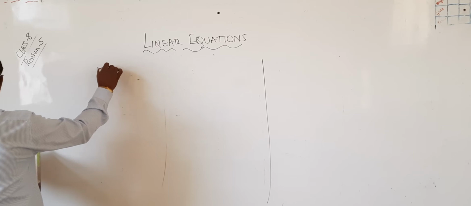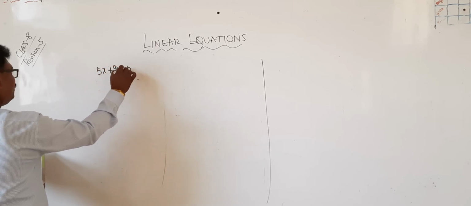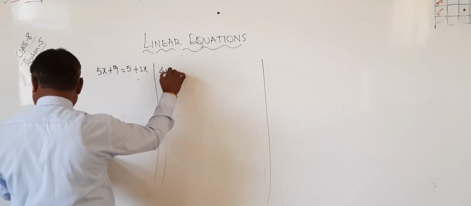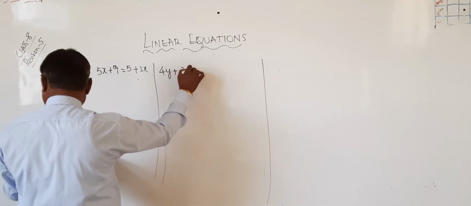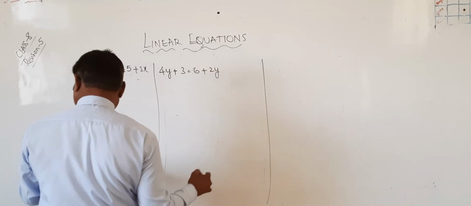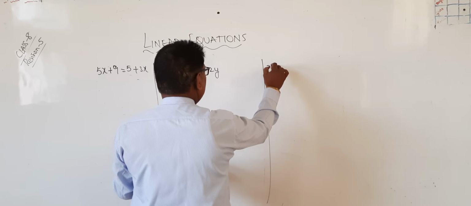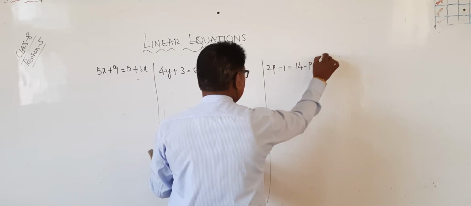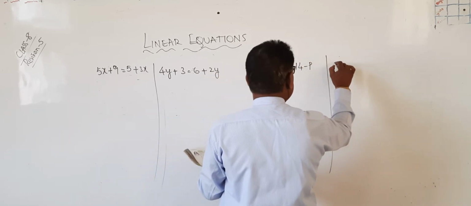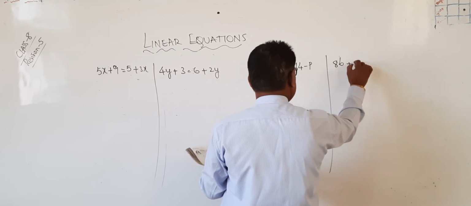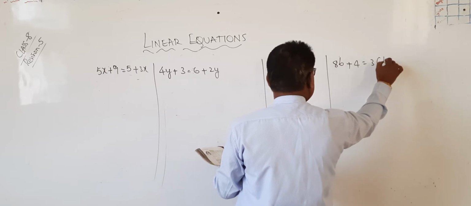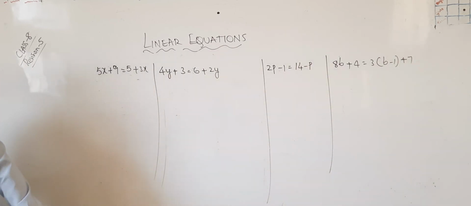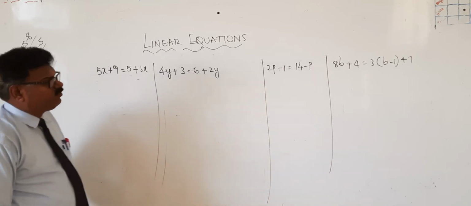5x plus 9 is equal to 5 plus 3x. 4y plus 3 is equal to 6 plus 2y. 2p minus 1 is equal to 14 minus p. 8b plus 4 is equal to 3 into b minus 1 plus 7. So these are also problems of the same type. The variable is present on both sides.